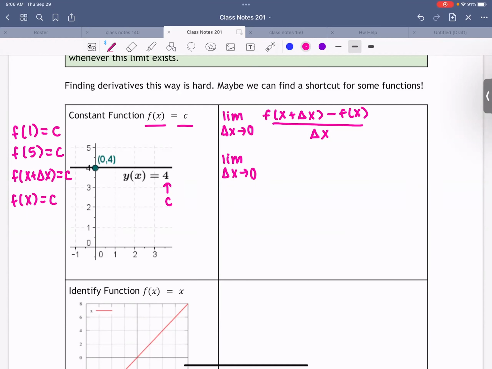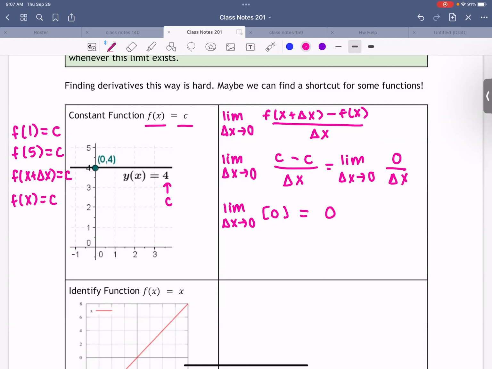So looking at my equation, f of x plus delta x is c, right? Minus f of x, which is c, over delta x. Okay, so I just found what these values are. They're always c with the constant function. Okay. What's c minus c? 0, good. So this is 0 over delta x. And what's 0 divided by anything? 0, good. So this is the limit as delta x goes to 0 of 0. And well, that's going to be 0, right?